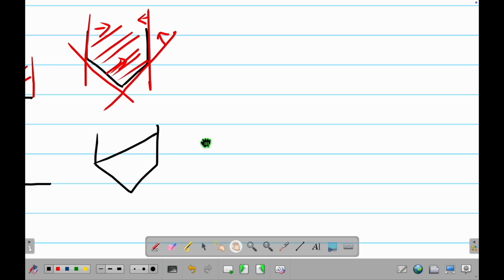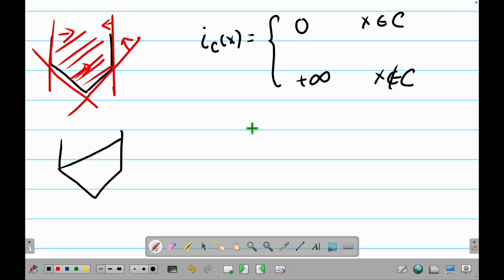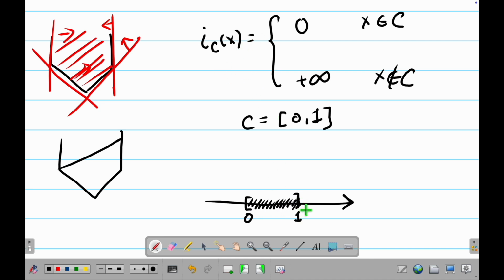These are easy. What about this funny one? I have a function, the indicator function on a set C, defined as follows. It is 0 if x is in C, and positive infinity if x is not in C. And now let's say my C is the interval [0, 1]. Then I have an x line here, this is 0, this is 1. So for this function, everything in here will be here. Outside this region, let me assume this is positive infinity, it will be here.